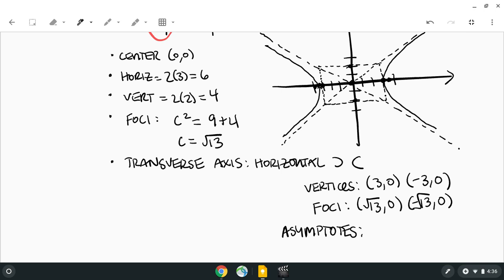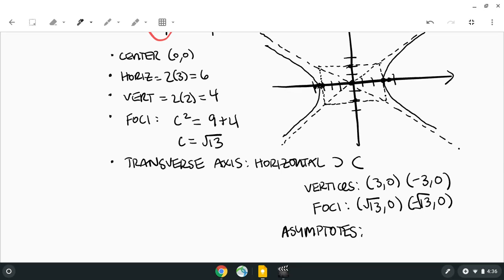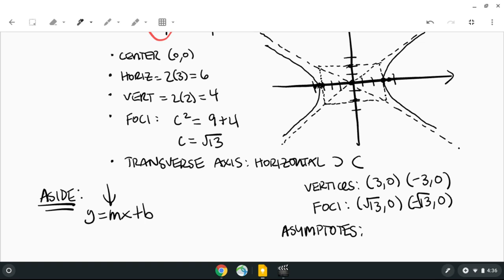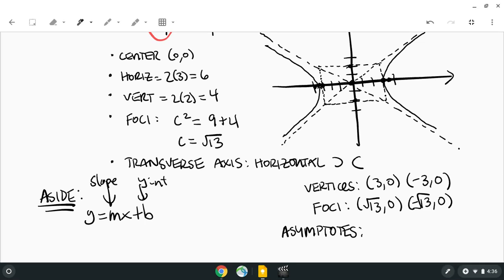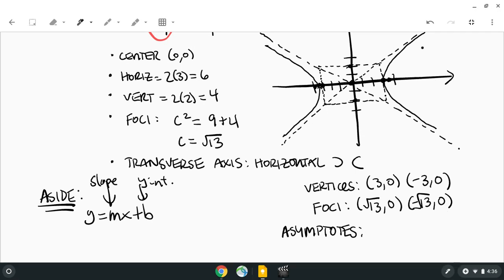Hopefully you remember y equals mx plus b. This is just an aside, a quick review. Y equals mx plus b is the equation of a line. This is our slope, and this here is our y-intercept. So if we know those two things, we can write the equation of a line. Let's do this positive line first, and then we'll do this negative line second.